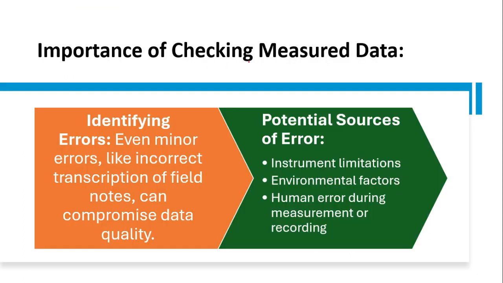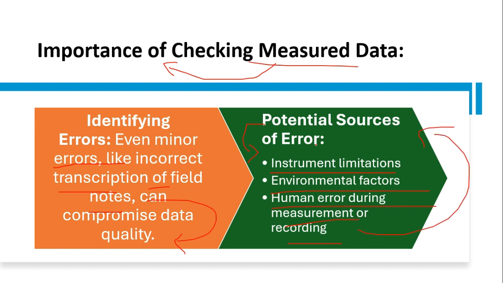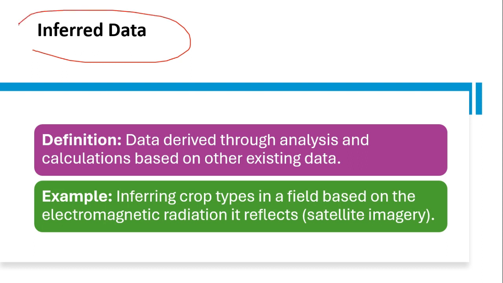So before using measured data, it is important to recheck the information that is collected from the field, because even minor errors like incorrect transcription of the field notes can compromise the data quality. So what can be the potential sources of error? Instrument limitation, environmental factors, and human error during the measurement or recording can be potential sources of error in measured data.